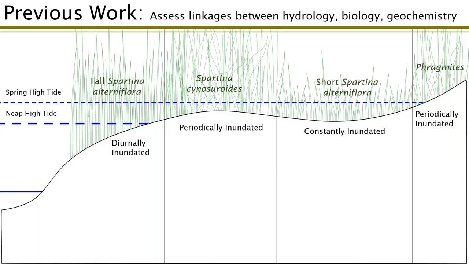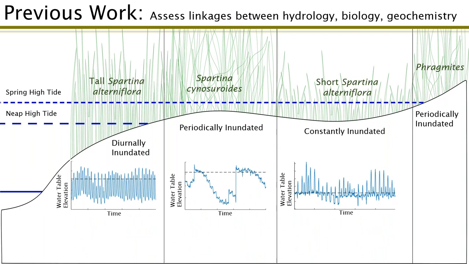So in our previous work, we looked at some of the linkages between different ecosystem components. Salt marshes are typically divided into zonation based on the vegetation or on the inundation frequency, which gives us that low, medium, high marsh zones. But we took this one step further and developed what we call hydroredox zonations, which give us a better idea of what's happening in the subsurface. And so these are plots of the water table elevation with time in each of the zones.